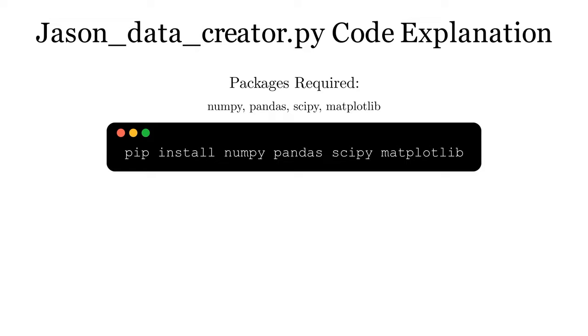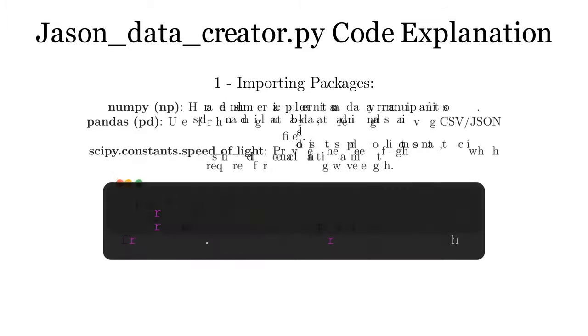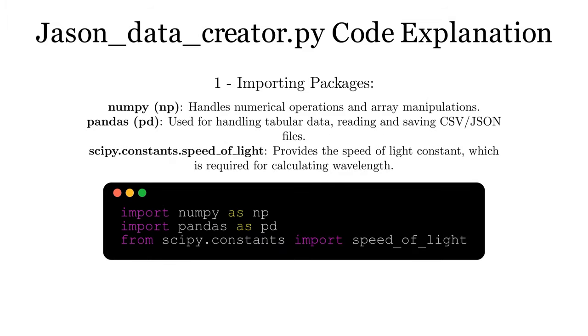Python code explanation, step 1. Importing packages. NumPy, np, handles numerical operations and array manipulations. Pandas, pd, used for handling tabular data, reading and saving CSV or JSON files. scipy.constants.speed_of_light provides the speed of light constant, which is required for calculating wavelength.